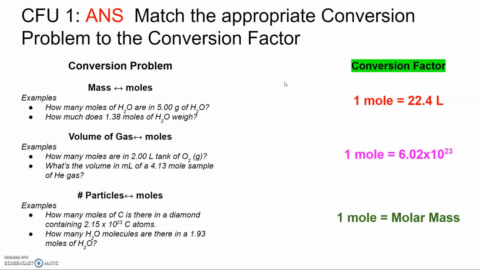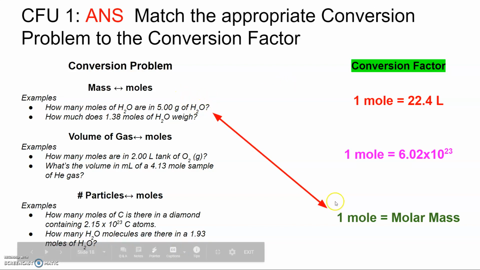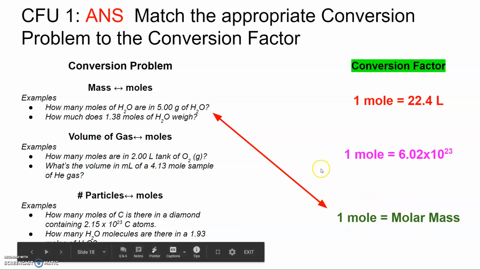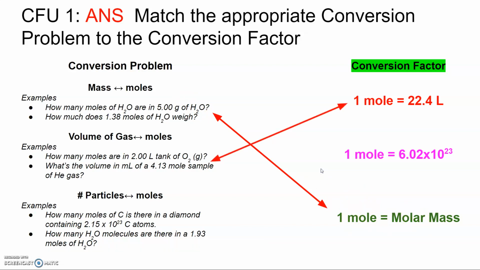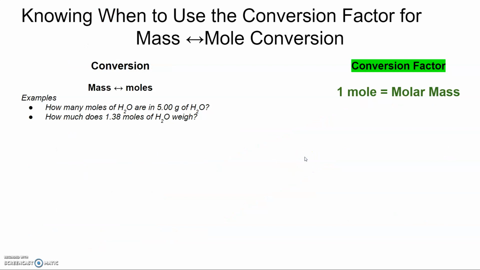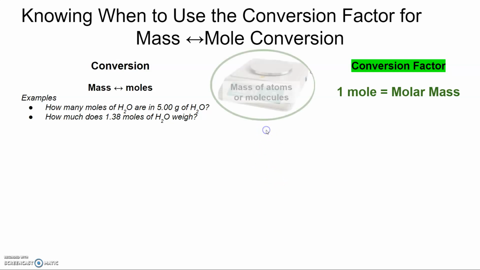All right, so let's take a look at the answer, starting with the mass to moles problem. If you want to convert to or from mass to moles, you have to use 1 mole is equal to the molar mass. If you want to convert from volume of gas to moles, you have to use 1 mole is equal to 22.4 liters. And from number of particles to moles, you have to use 1 mole is equal to 6.02 times 10 to the 23. So let's go through each one of these in turn so we can get a better sense of how we would know that we need to do that. Starting with the mass to mole conversion.